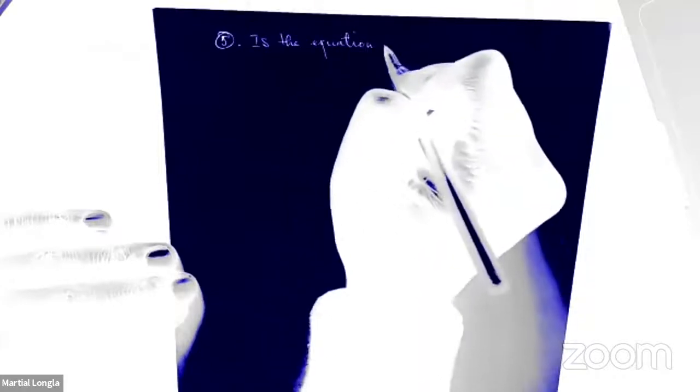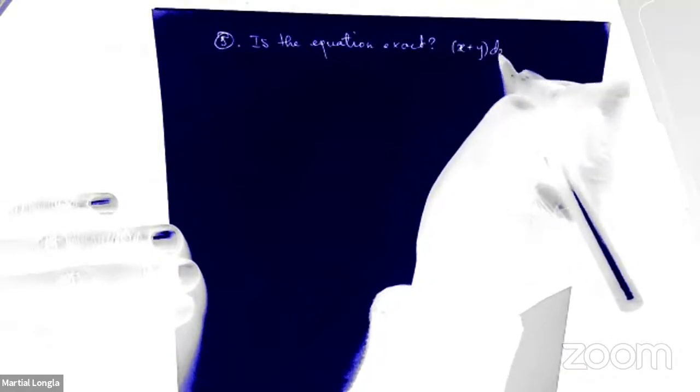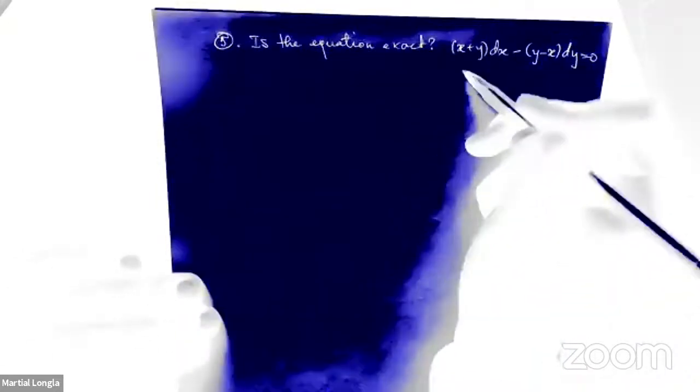Is the equation exact? And the equation was (x plus y) dx minus (y minus x) dy equals 0. So this is the problem, and we want to know if it is exact or not. So what we do is we get M in front of dx and N, everything in front of dy.